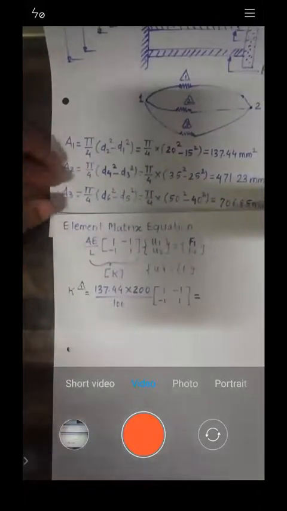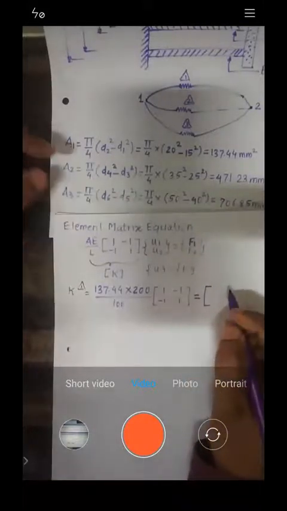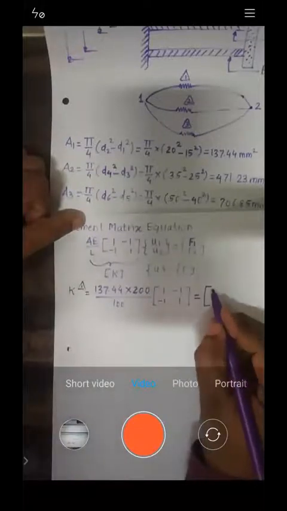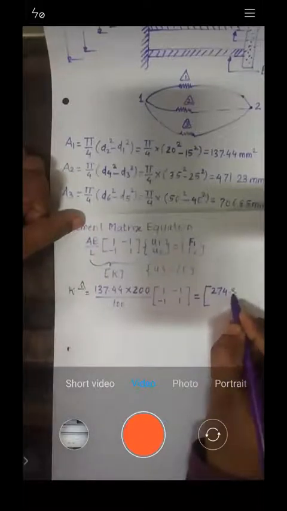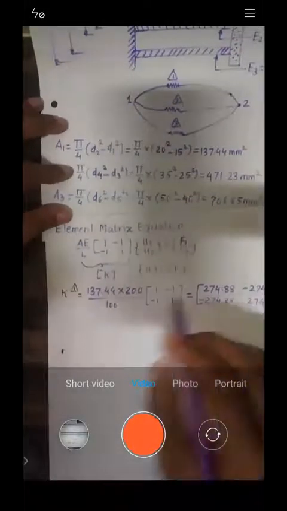$274.88. 274.88, right? This is again minus 274.88, right? This is minus 274.88, and this is 274.88, right? Now see, all of you see, this is element number 1.